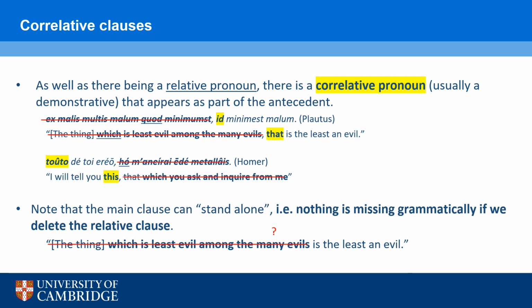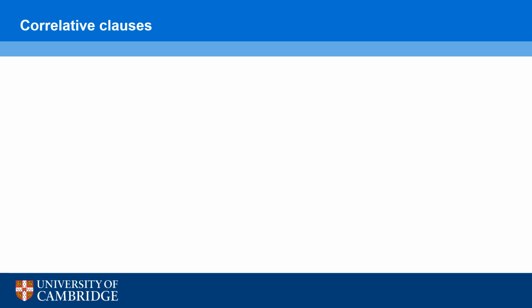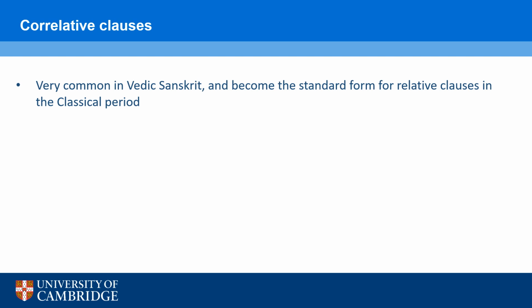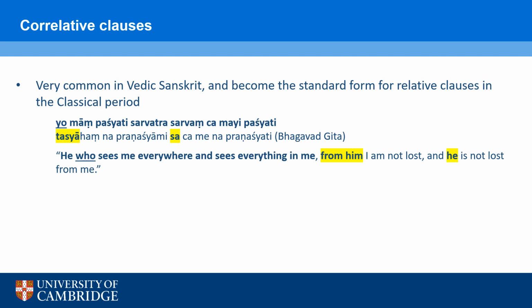In terms of the distribution of correlative clauses, they are found across the ancient Indo-European languages, but are particularly prominent in Sanskrit. They are attested in the earliest layers of the language, generally referred to as Vedic, but become a standard relativization strategy in classical Sanskrit, such as in the following example from the Bhagavad Gita, composed around 1,000 years after the earliest Vedic texts. Yo mam pashyati sarvatra sarvam chamai pashyati, tasyaham na pranashyami sachame na pranashyati.